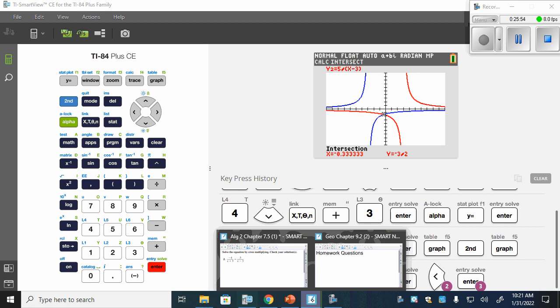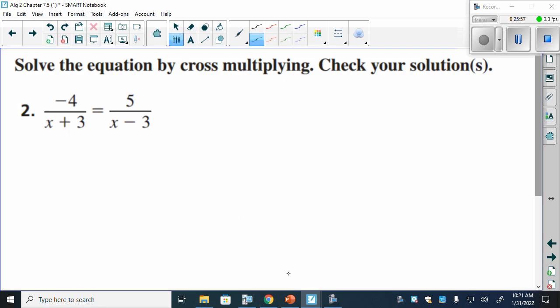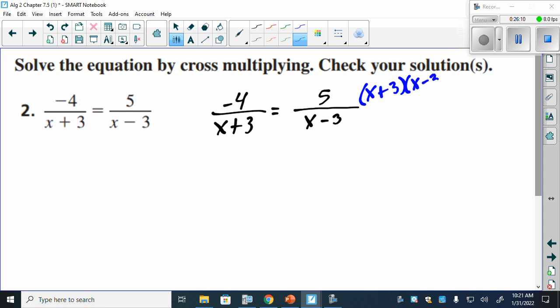Now, if we look at this here and did this by hand, the first thing we would have done is multiply both sides by x plus 3 and x minus 3. And when we multiply both sides by the x plus 3 and x minus 3, on the one side, the x plus 3 and the x plus 3 would cancel. The other, we would have the x minus 3 and x minus 3 canceling.